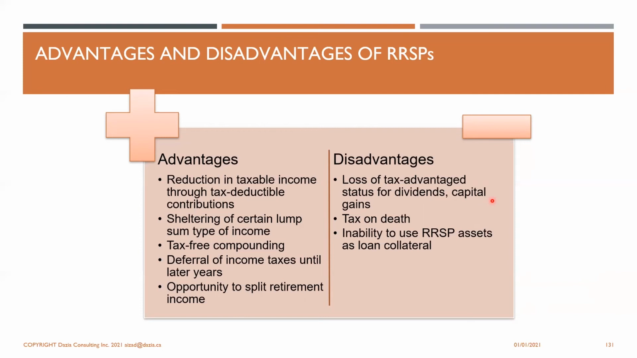And it is taxed on death. People don't know when they will die. If they put money into an RSP and they die, it will be taxed at their marginal tax rate. And you cannot use RSP assets as a loan. You cannot take your RSP and get a loan from the bank based on RSP money.